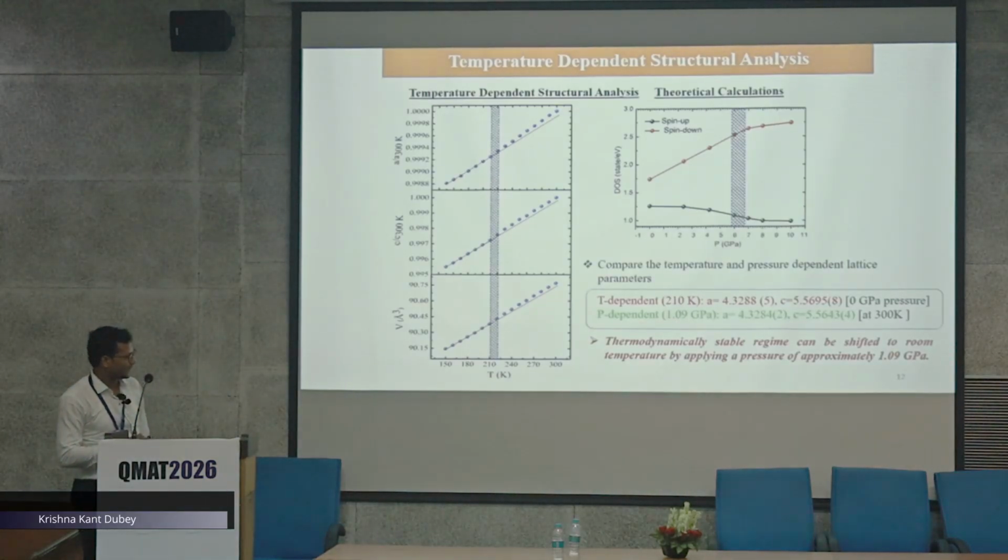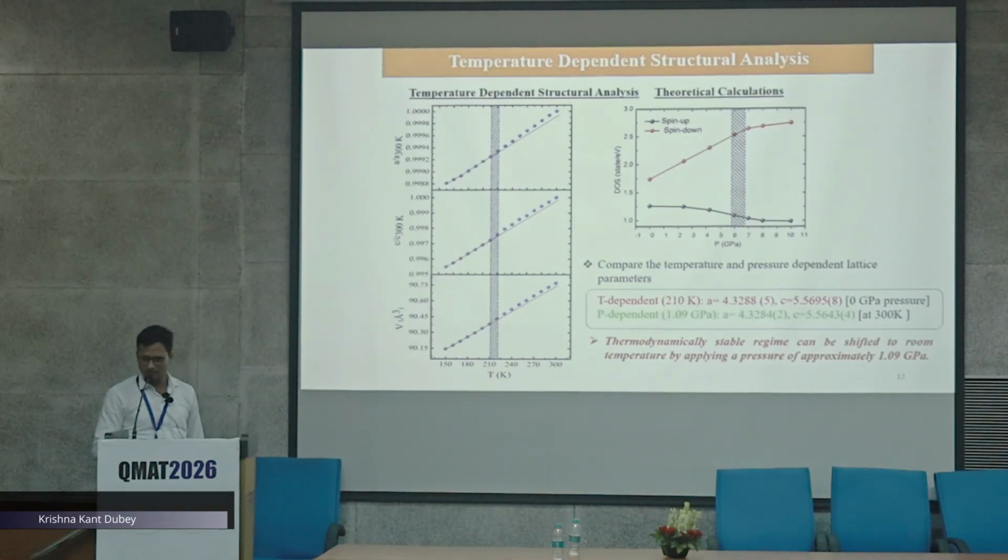This suggests that if we apply this 1.09 GPa pressure, then this thermodynamically stable skyrmion region, which is around 210 to 220 Kelvin, can be shifted to higher temperature or near room temperature.